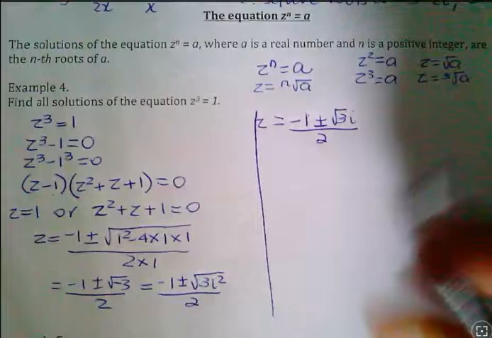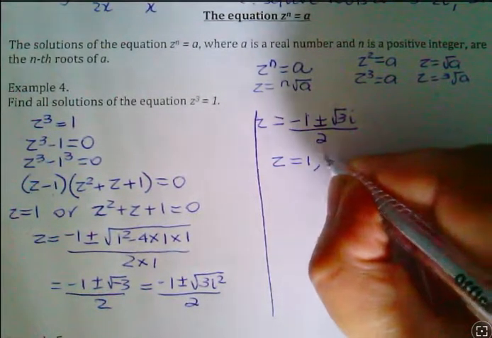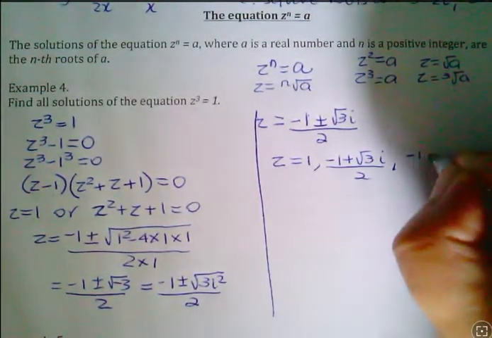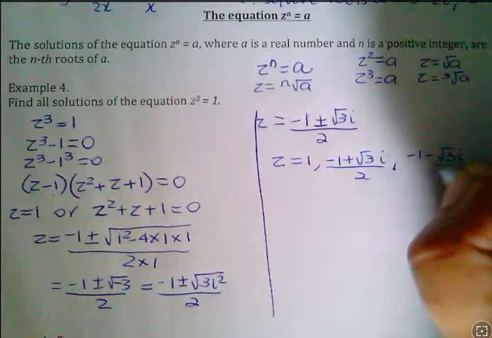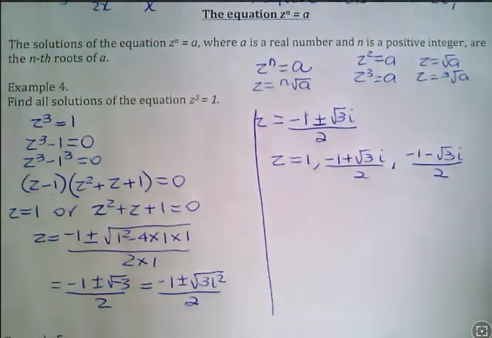So it looks like my other solutions, so all my solutions are z equals 1, negative 1 plus root 3i over 2, negative 1 minus root 3i over 2. Okay, so they're my 3 solutions.